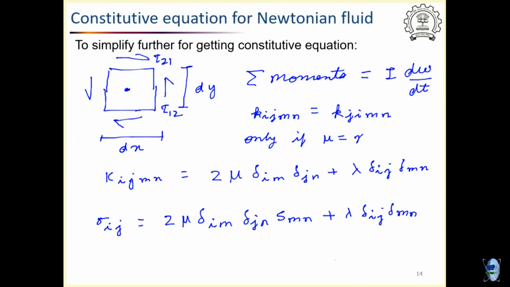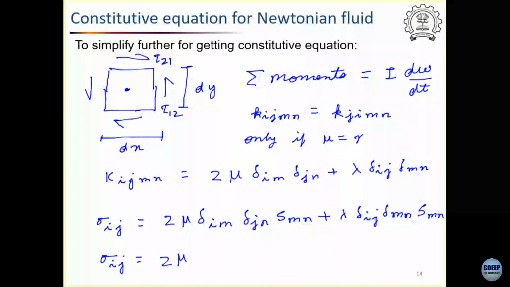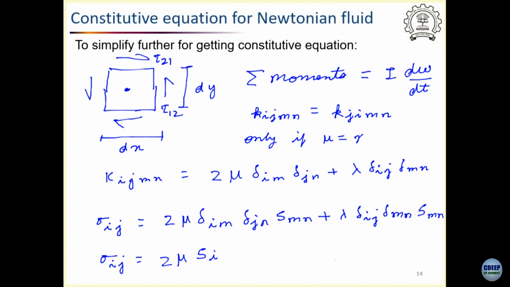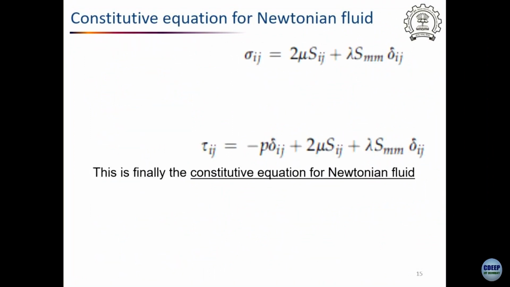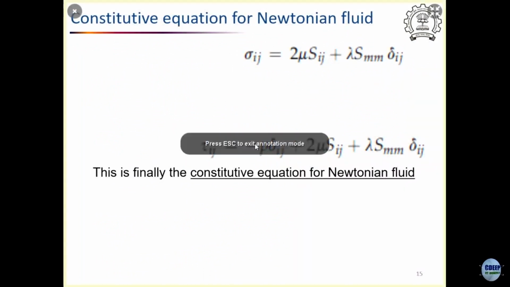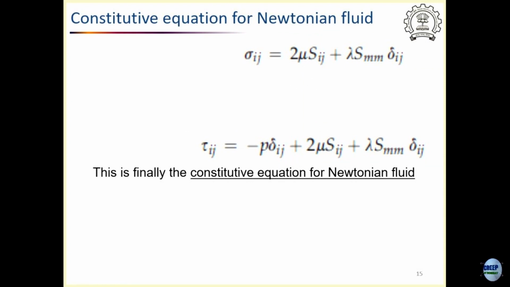Does this strike anything? What can be done to further simplify this? The contraction property of the delta can be used. So you see, all those properties we have studied earlier are now coming in handy. So S_mn, how can you write this further? 2 mu, what can you write? Right, acceptable. What about this one? Right. So let me proceed, this is what we have got here. This is how the stress tensor is related to this.